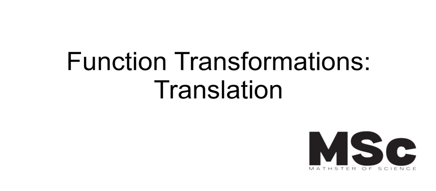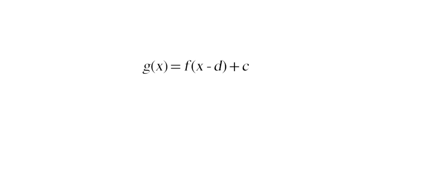In this lesson we're going to be looking at function transformations, specifically translations. So the general form of a translation looks like this, and at first this can be pretty daunting. We have some function g(x), which is equal to f(x - d) + c. So there's some stuff we have to unpack here to figure out what's going on.